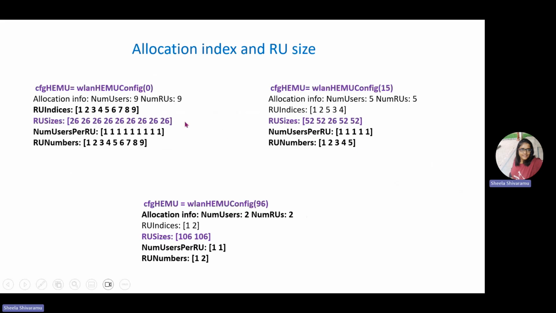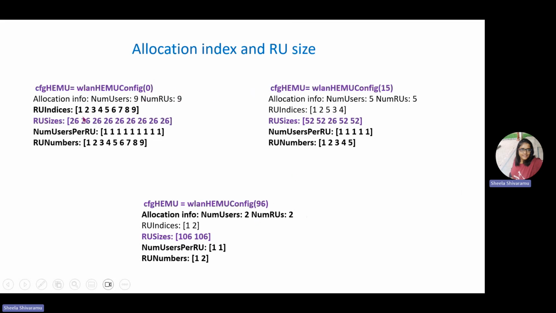So I have discussed this RU allocation index maybe in the previous experiments as well. If you initialize the HEMU transmission using the WLAN HEMU configuration object, the input argument is the RU allocation index. I had shown the tables earlier. Even the MathWorks website has a reference where you can read more on RU allocation indices. So I have considered 3 examples that are 0, 15, and 96.